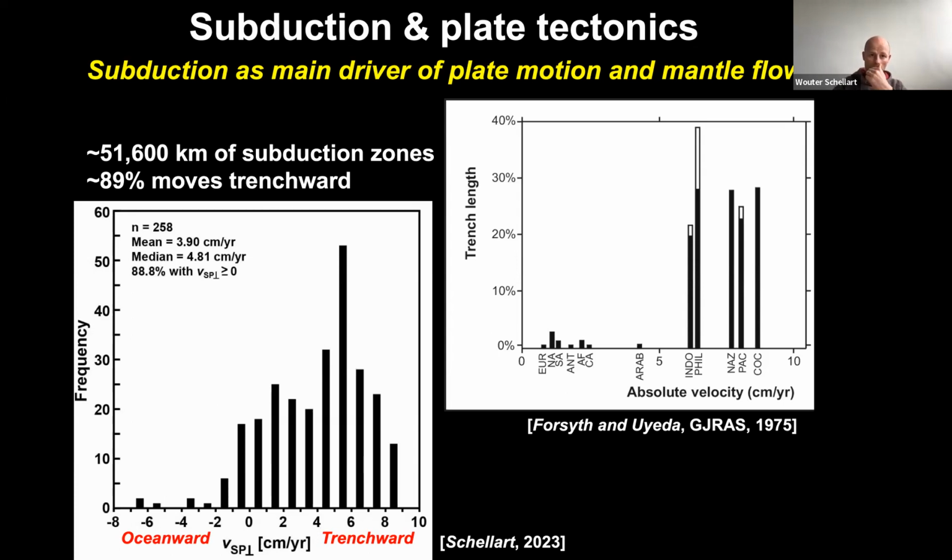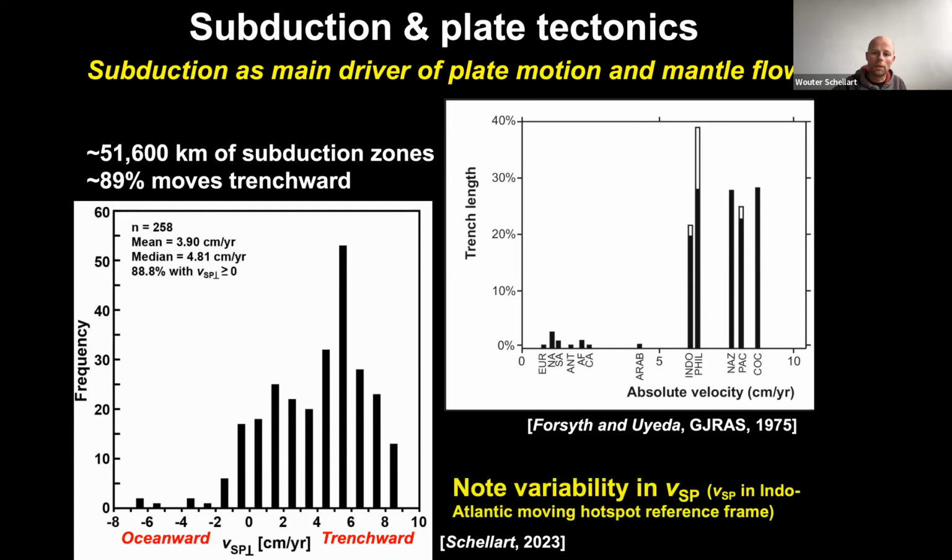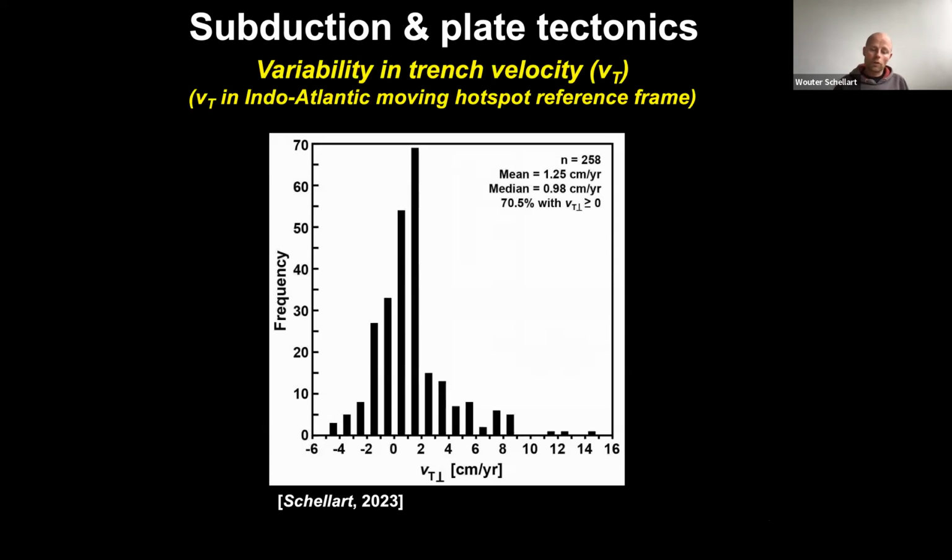Okay, so subduction zones as major drivers of plate motion and also mantle flow. Another thing to note here in this frequency plot on the left-hand side is, again, this variability in VSP, right? The variability in plate velocity. So the highest plate velocities are 9 centimeters a year or so, and the lowest are negative. Okay, so that's for the subducting plate velocity.